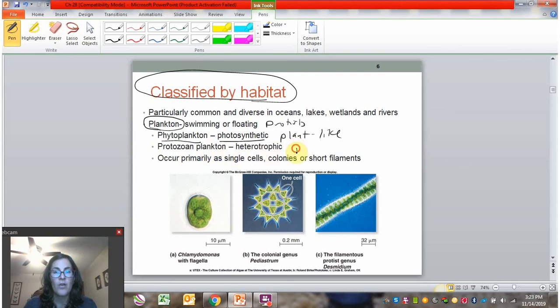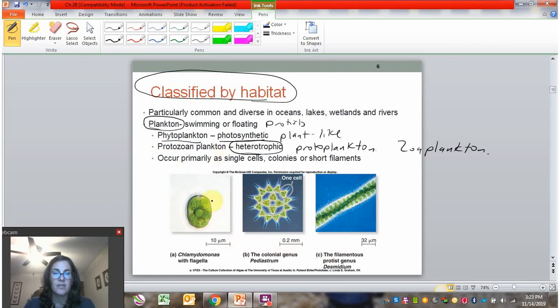Then we have this term protozoa again. Protozoan plankton, also sometimes abbreviated protoplankton, or zooplankton, are heterotrophic. So they are feeding on the phytoplankton. If you think about this in the context of a food web, in the ocean you have phytoplankton that are the base of the food chain, and then the zooplankton that are eating them. So these are generally unicellular. Some of them are colonies, or they might even take on a colony form that's a filament.